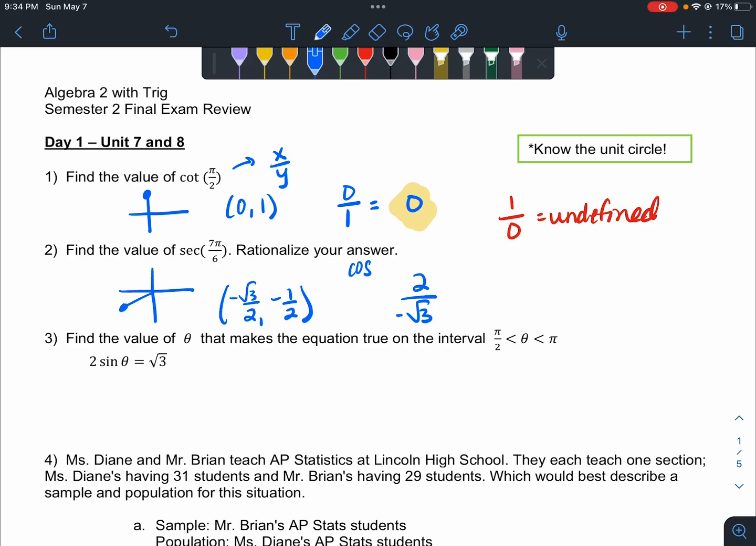You will have to rationalize your answer. So remember, I multiply by the square root of 3 over square root of 3. So I still have negative, and that's 2 square roots of 3 on the top, and on the bottom, I get square root of 9, which simplifies to 3.